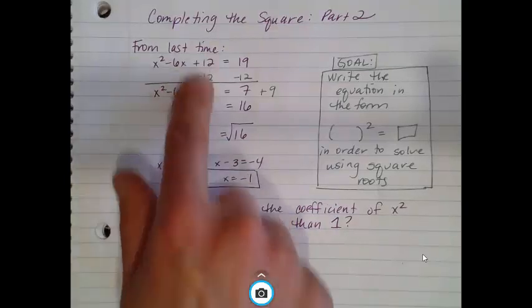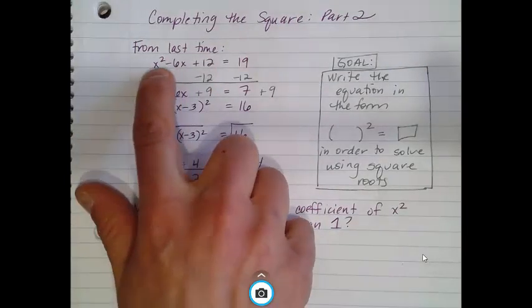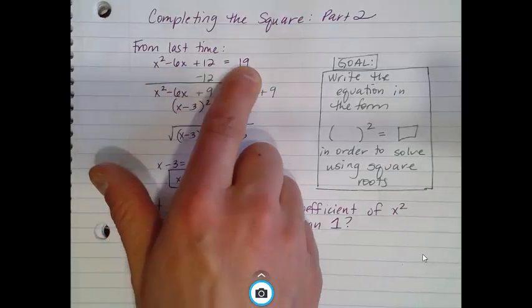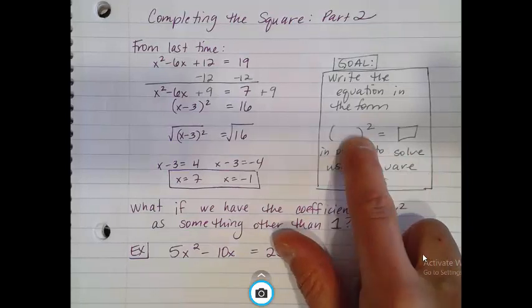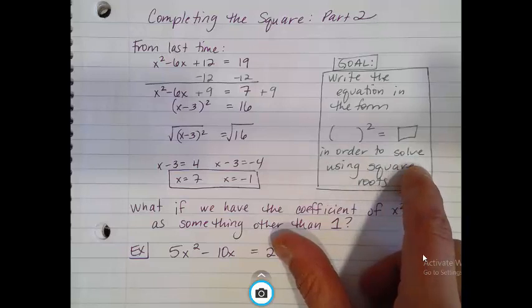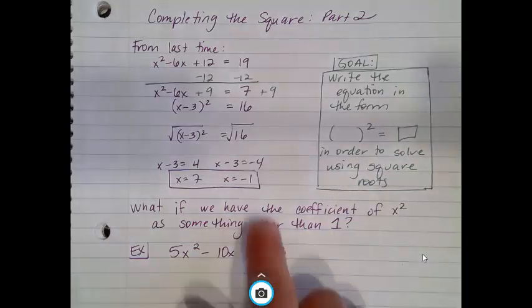So remember last time we had things like x squared minus 6x plus 12 equals 19. And our goal was to write the equation in this kind of form, some kind of binomial squared equals a number. And then we could solve with square roots, just like we did here.